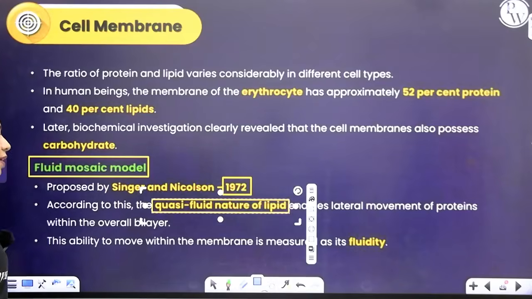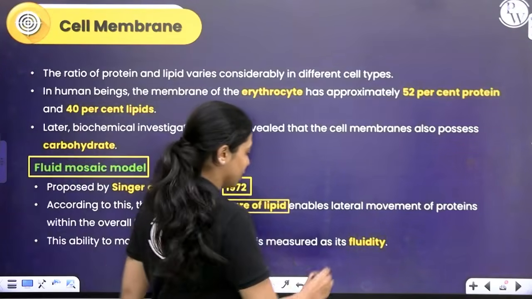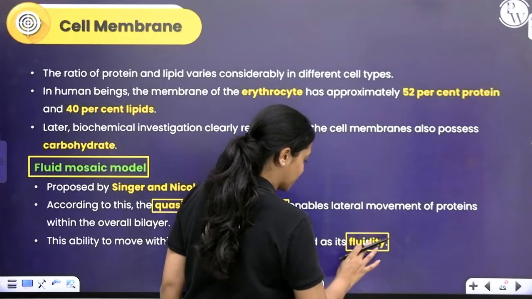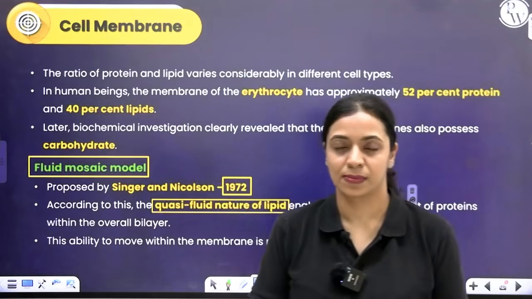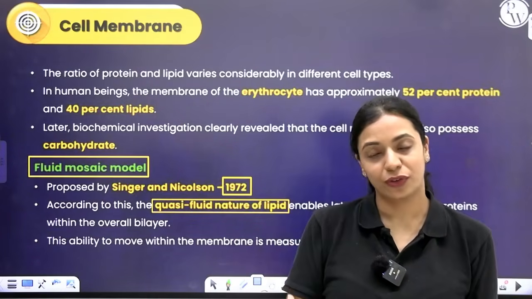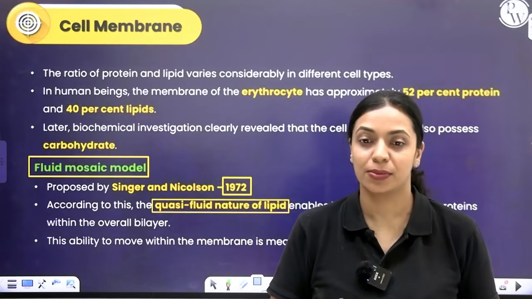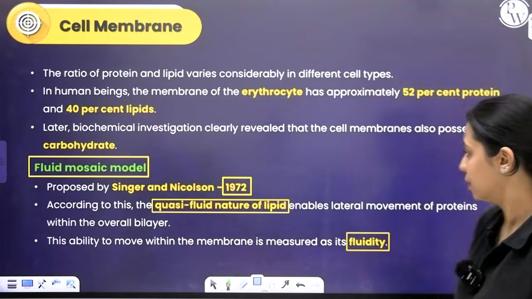Because these proteins can move within the membrane, we say it is fluid. Why is it mosaic? Because in a common background of phospholipids, you have patch-like proteins present. That's why we say it is mosaic.